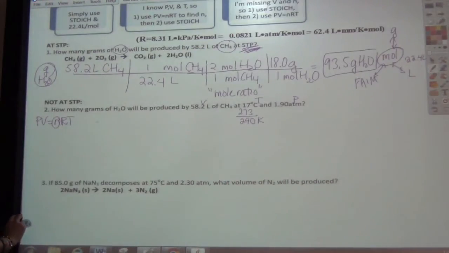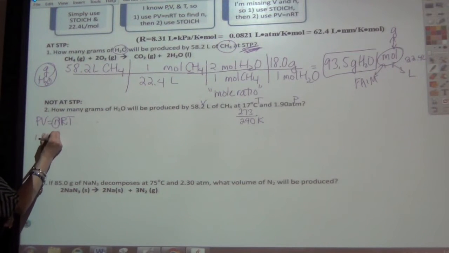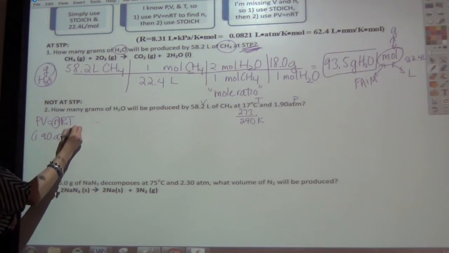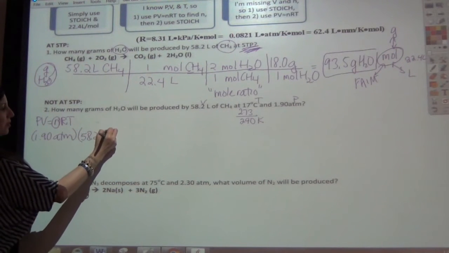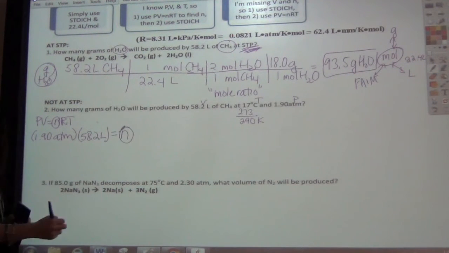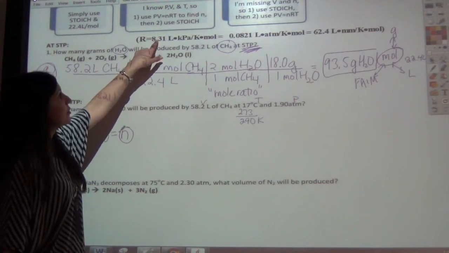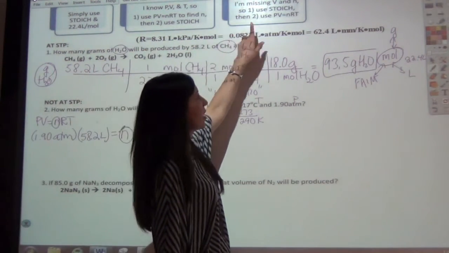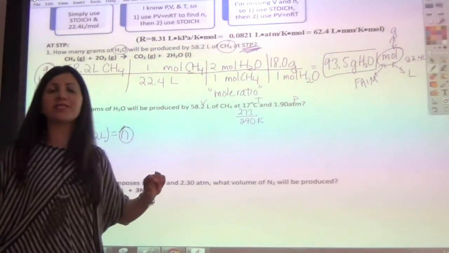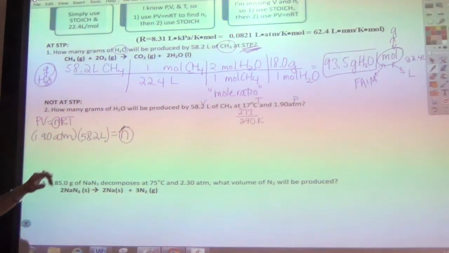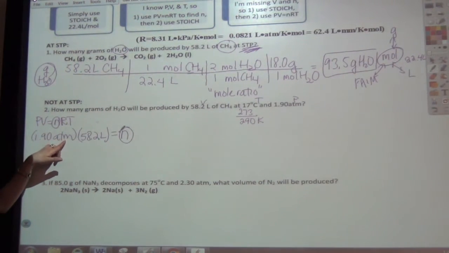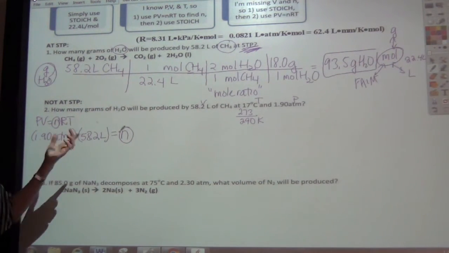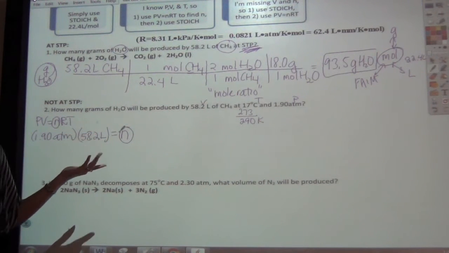So let's try this out. My pressure, they tell me, is 1.90 atm. My volume is 58.2 liters. I don't know N. Okay, you have 3 choices for R. You can either use 8.31, 0.0821, or 62.4. Which one is appropriate here? 0.0821. Why? Because that's an atmosphere. Good. This is an atm. You want it to match. That's the only one. Everything else needs to match also, but it already does.